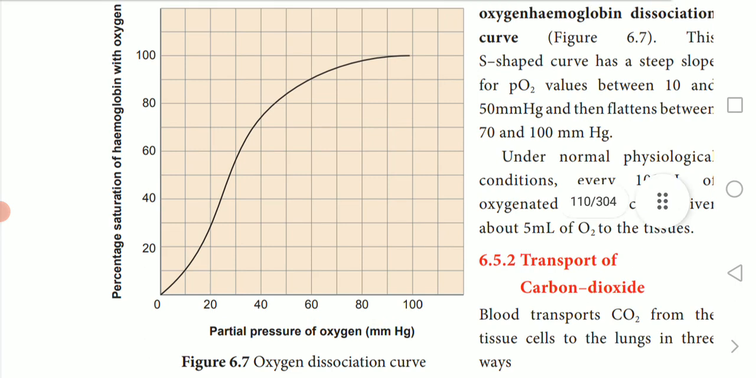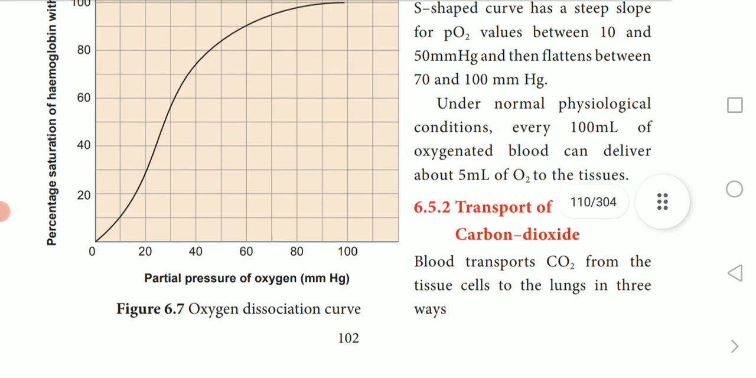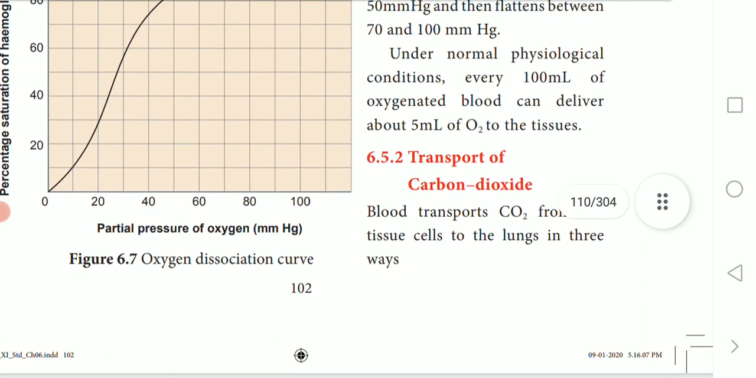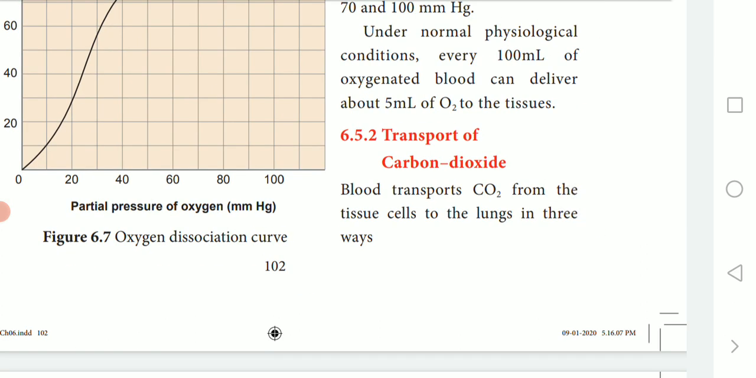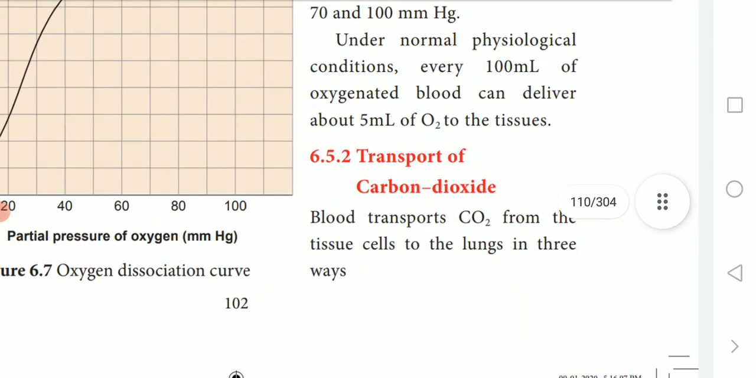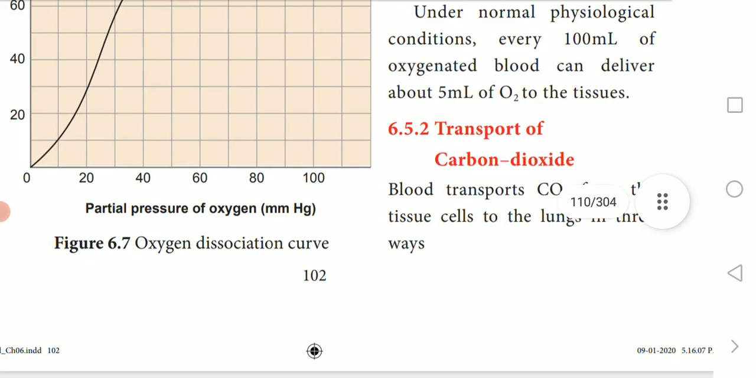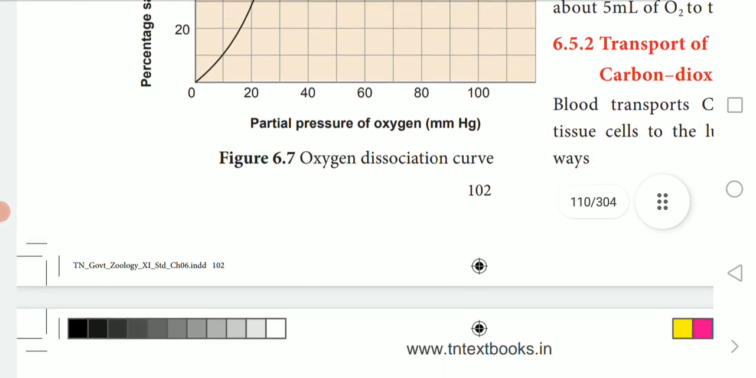The next topic we are going to see is the transport of carbon dioxide. Here, blood transports carbon dioxide from the tissue cells, the cells which are present in the tissue, to the lungs in three ways. And we'll see what the three ways are.